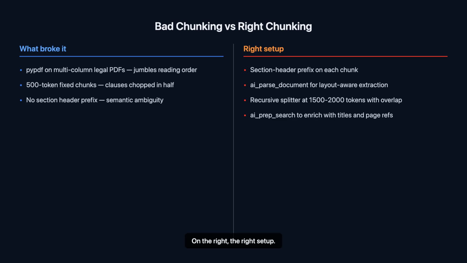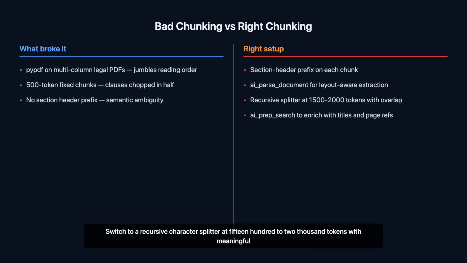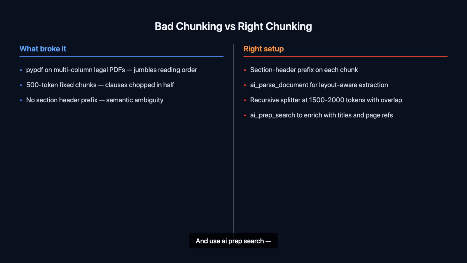On the right, the setup. Prepend the section header path to every chunk. Use ai_parse_document for layout-aware extraction. Switch to a recursive character splitter at 1500 to 2000 tokens with meaningful overlap, and use a search-prep tool, currently in beta, to enrich each chunk with titles and page references.